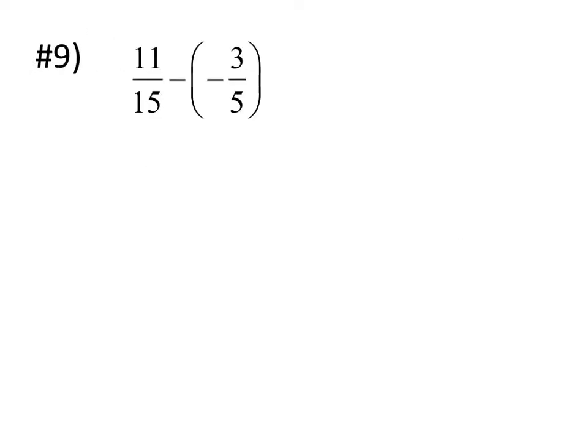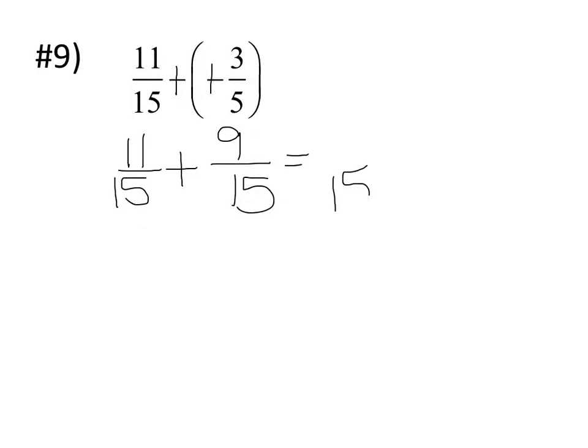Here we have 11 over 15 minus negative 3/5. So we are going to add a line, change the sign because it's minus a negative. So you're adding, we need a common denominator. So a common denominator between 15 and 5 is 15. So remember, it's bottom into bottom times top. So 15 goes into 15 one time. 1 times 11 is 11. Here, 5 goes into 15 3 times. 3 times 3 is 9.